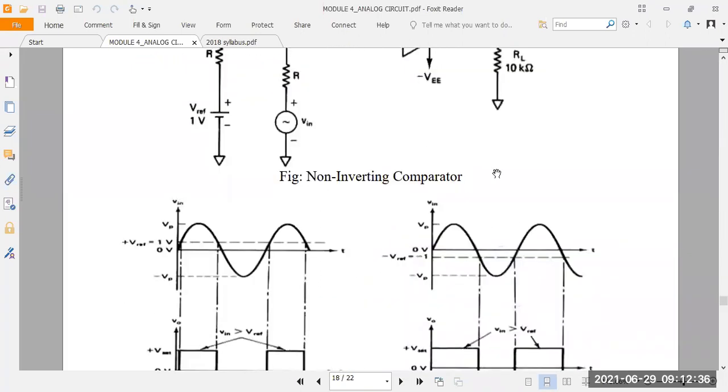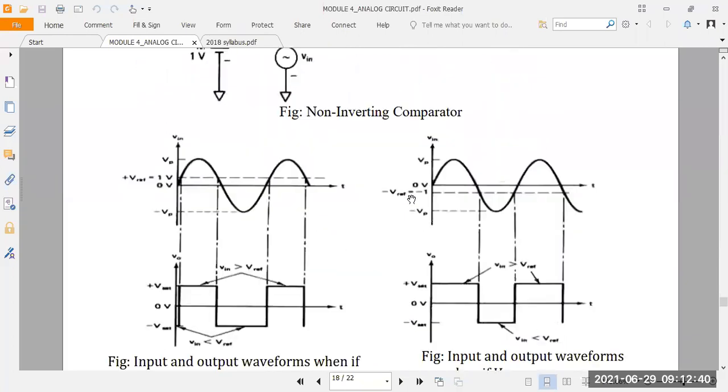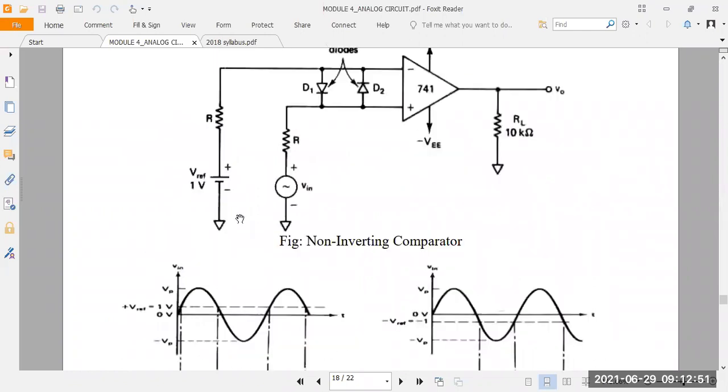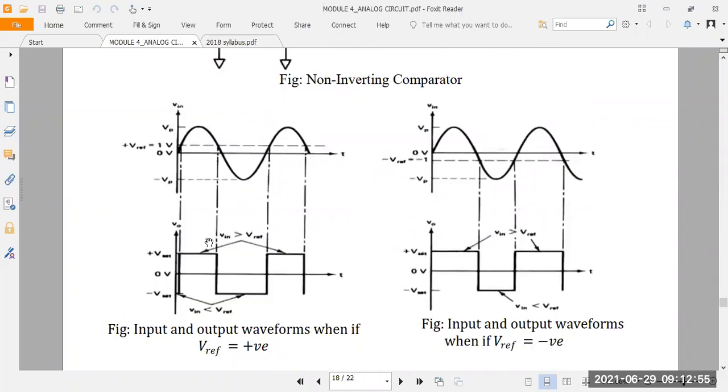First, you take the non-inverting comparator. Non-inverting means the input is connected to the non-inverting terminal. So consider the input and output waveform when the reference voltage is positive. Here they have taken a positive reference, right? First you take this waveform diagram. Apply the input voltage to the non-inverting terminal, that is a sine wave.